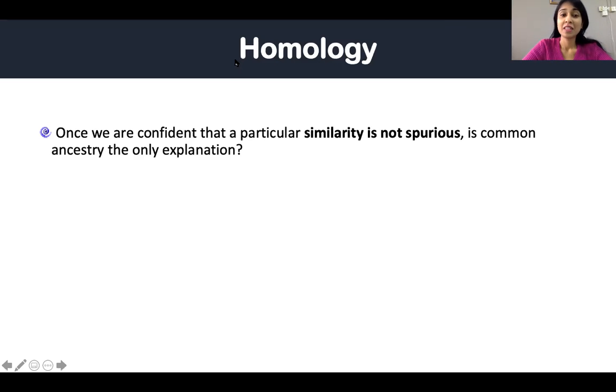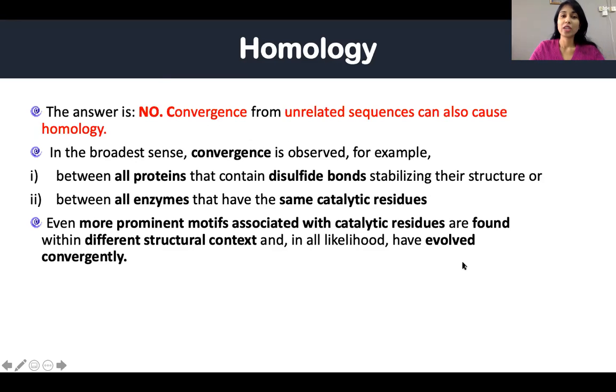right. So yeah, remember I explained about convergent evolution and divergent evolution. So actually, common ancestry means divergent, all right? So actually the answer is no. Even when you're having convergent evolution, you can have completely unrelated organisms with genes and proteins which can adapt and get the same function over the years, right? So convergence from unrelated sequences can also cause homology. It's not only due to common ancestor.